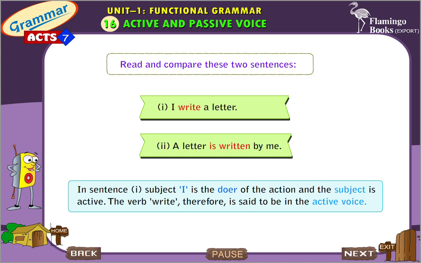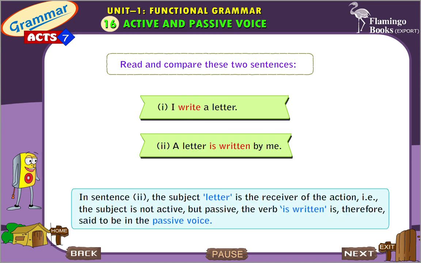In sentence 1, subject I is the doer of the action and the subject is active. The verb write, therefore, is said to be in the active voice. In sentence 2, the subject letter is the receiver of the action. That is, the subject is not active but passive. The verb is written is therefore said to be in the passive voice.